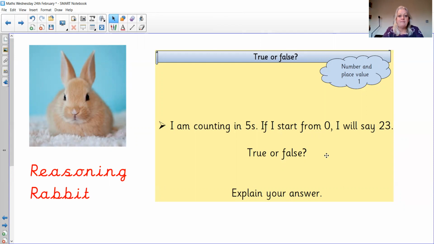And then look at this. If I start from 0, I will say 23. Is that true or false? Will I say 23 if I'm counting in 5s? Could you explain that answer to your grown-up?